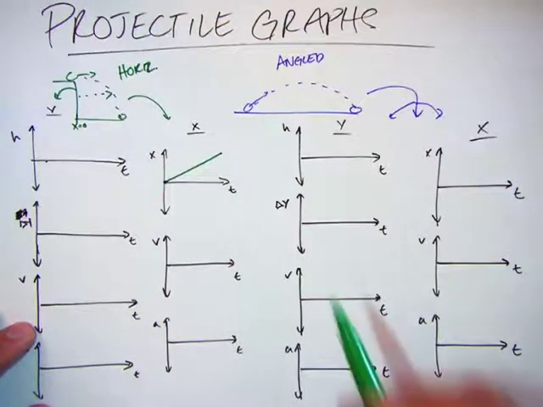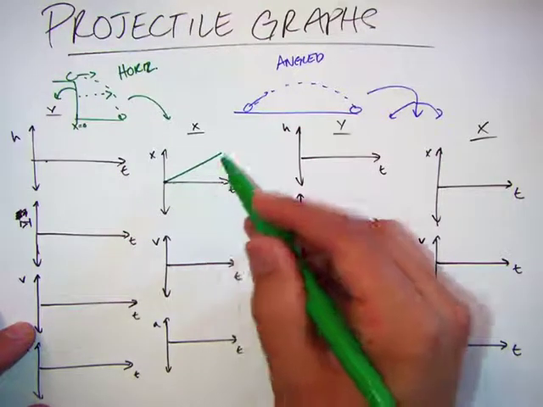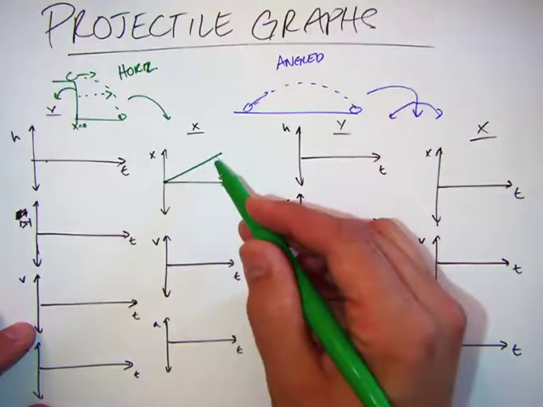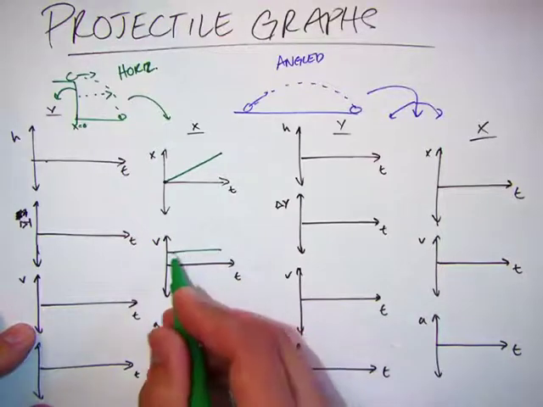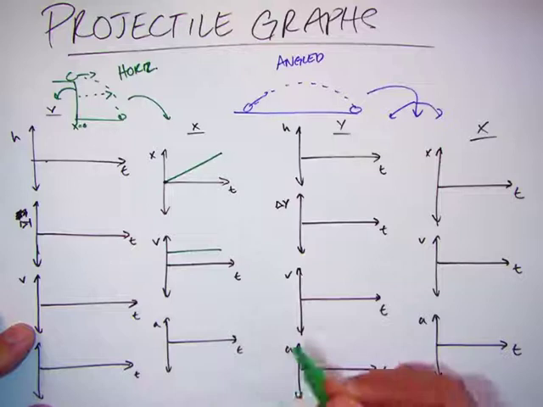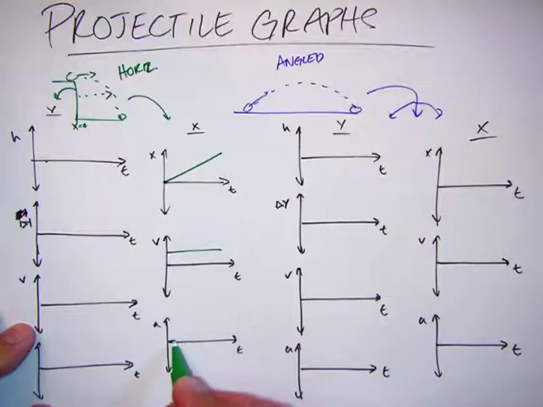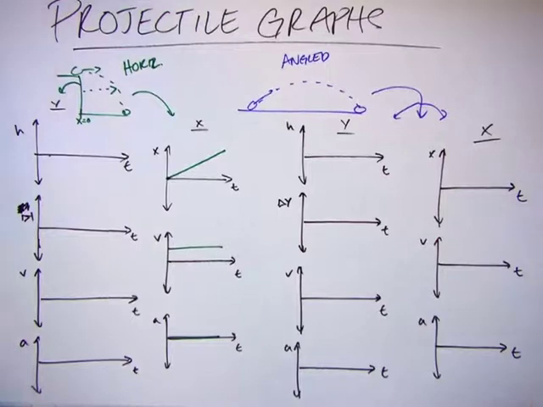Now the slope of my position-time graph tells me my velocity, so a constant positive slope means a positive velocity. A flat, zero slope on the velocity line means the velocity is not changing over time. No change in velocity means a 0 acceleration. So that's a really easy set of graphs for the constant velocity motion in the x direction.